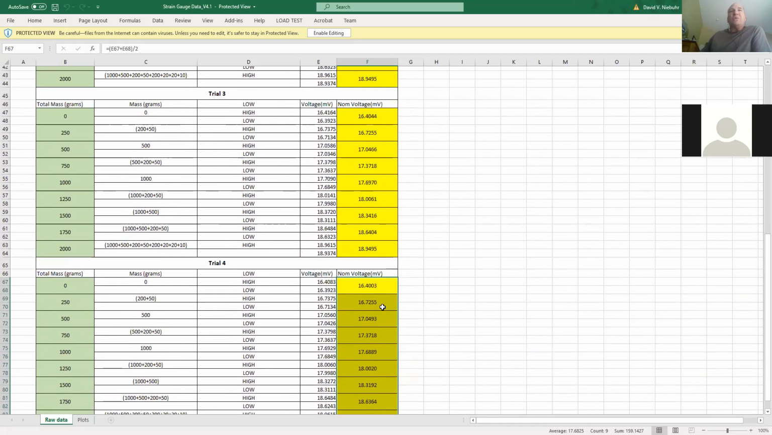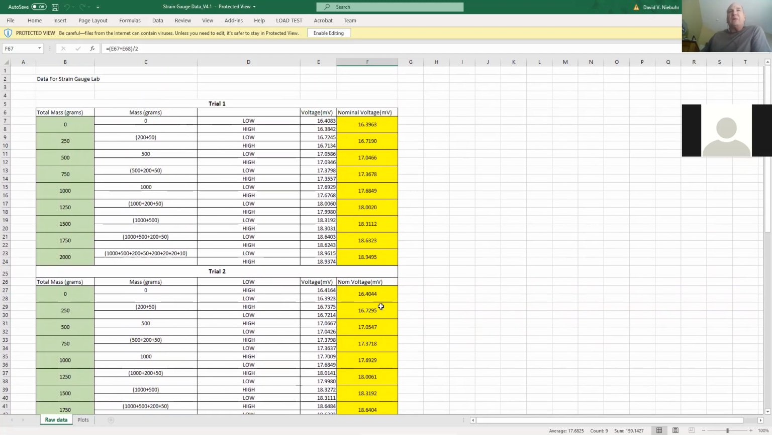Okay, so you'll go ahead and plot that, and you're going to plot mass versus voltage, which seems kind of weird. You'd think that you would plot voltage versus mass, and actually, if you plot it either way, it'll work. But I find that it's a little easier to see the uncertainty lines when you plot it as mass versus voltage.